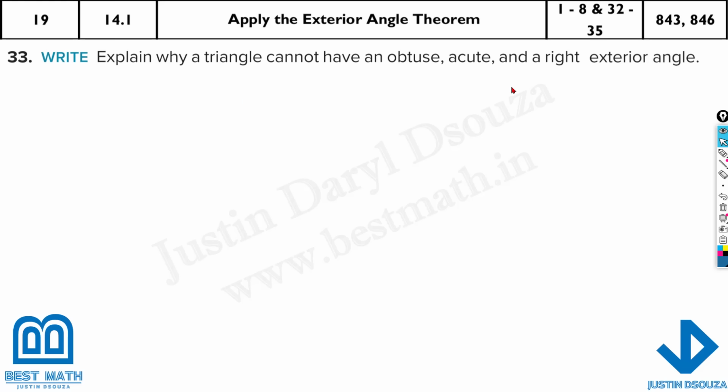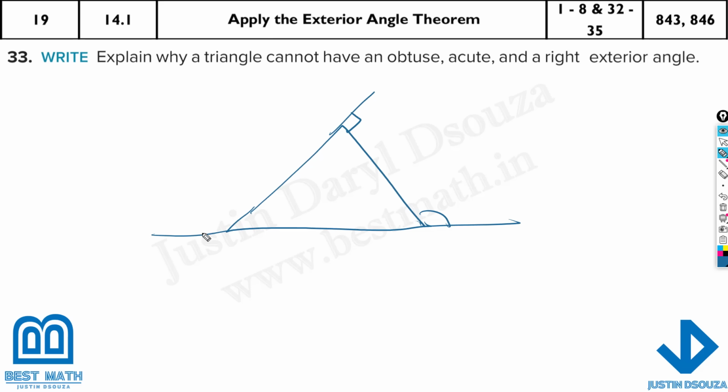Explain why a triangle cannot have an obtuse, acute, and right exterior angle. Okay, why a triangle cannot have an obtuse? Now what they are saying is a triangle is there, right? This is a triangle. It cannot have all these together at once. That's what they mean. So now, can they have an acute, can they have an obtuse, and a right?